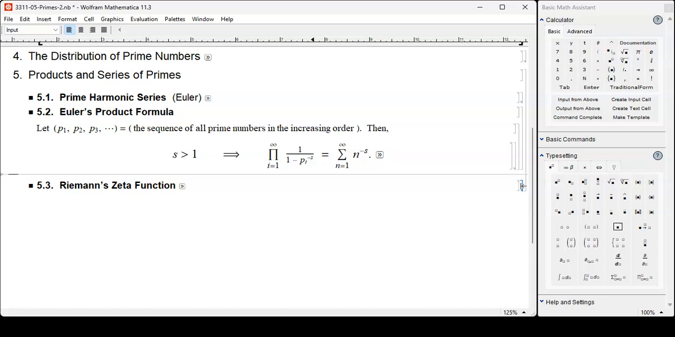Let's prove that. By the way, left-hand side, in this infinite product, what is pi? The same as before, the sequence of all prime numbers in increasing order. So 2, 3, 5, 7, 11, and so on. Okay, how do you prove it?